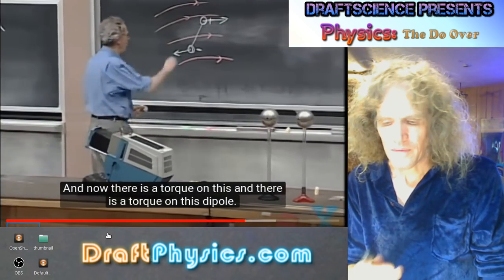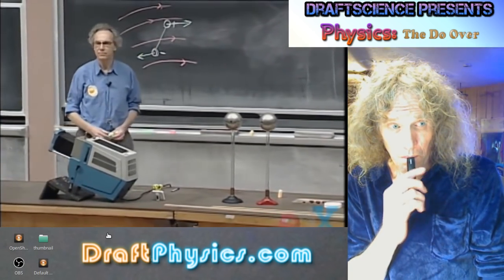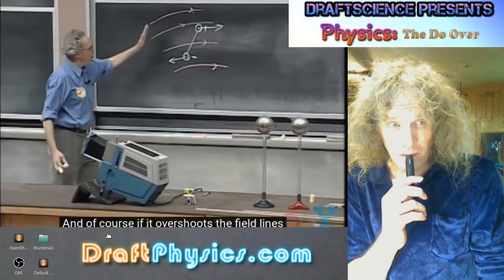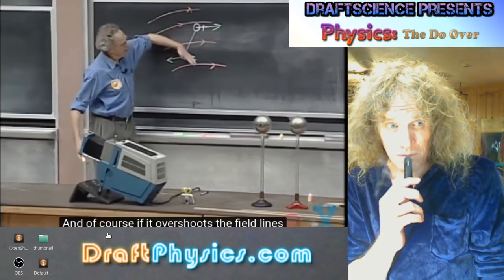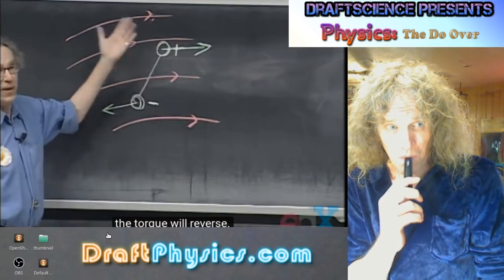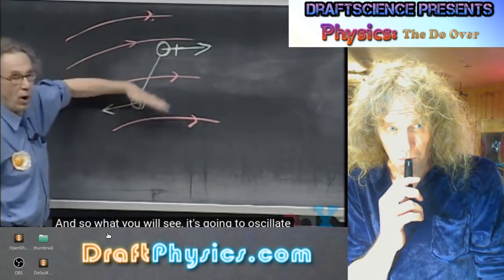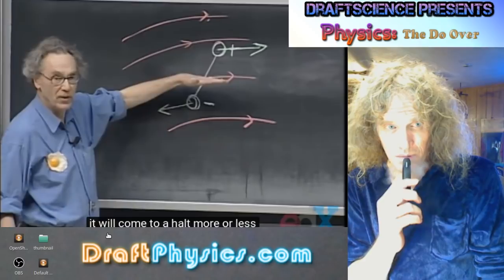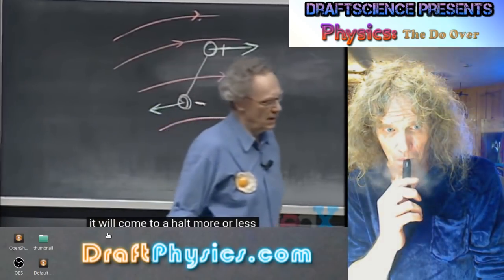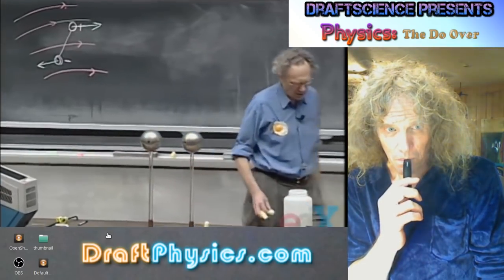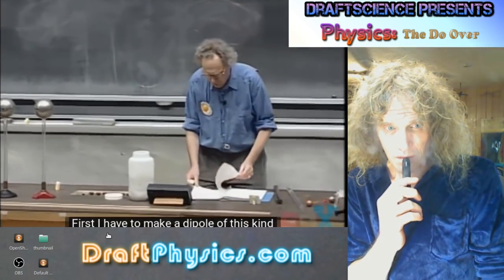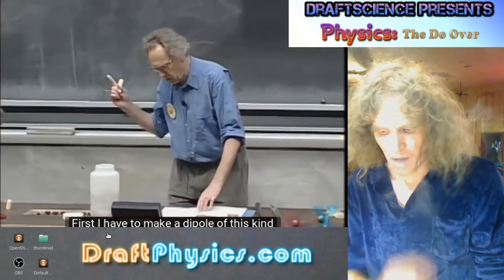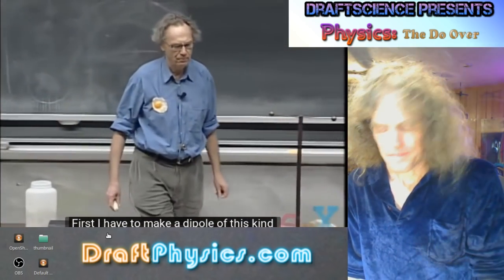And when there's a torque on this dipole, it will start to rotate clockwise. And of course, if it overshoots the field lines, when it is in this direction, the torque will reverse. It's very easy to see. And so what you will see, it's going to oscillate, and if there's enough damping, it will come to a halt more or less in the direction of the field lines. And this is something that I can demonstrate. First, I have to make a dipole of this kind. And the way I will do that is the following.